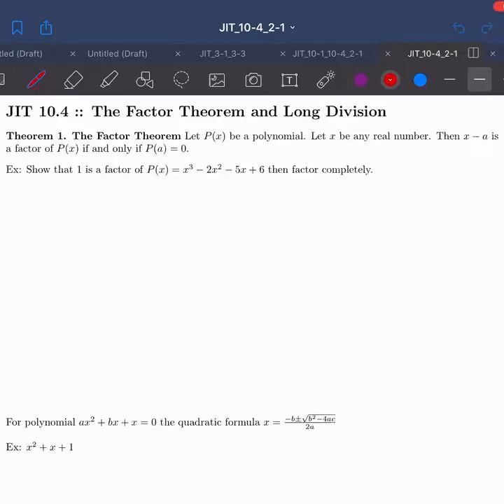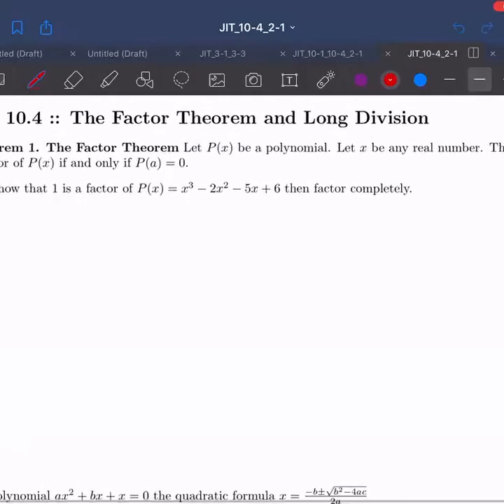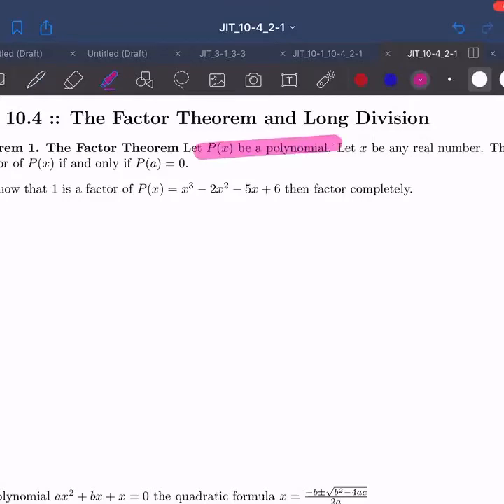So the factor theorem is this theorem, and a theorem is just a statement that has been proven true, in really simplistic terms. But so the factor theorem: if we have p of x to be any polynomial, and a be any real number, then x minus a is a factor of p of x if and only if p of a equals 0.